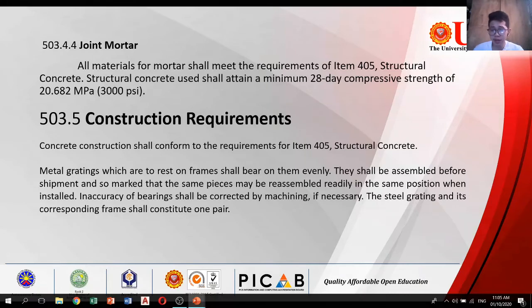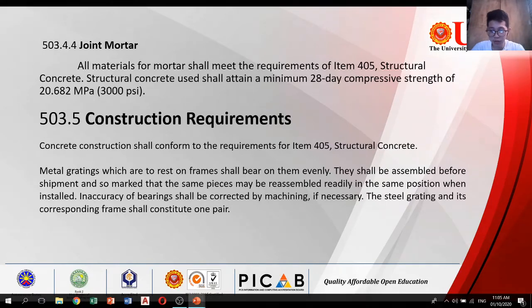Construction requirements. Concrete construction shall conform to the requirements for Item 405 Structural Concrete. Metal gratings which are to rest on frames shall bear on them evenly. They shall be assembled before shipment and so marked that the same pieces may be reassembled readily in the same position when installed. An accuracy of bearings shall be corrected by machining if necessary. The steel grating and its corresponding frame shall constitute one pair.